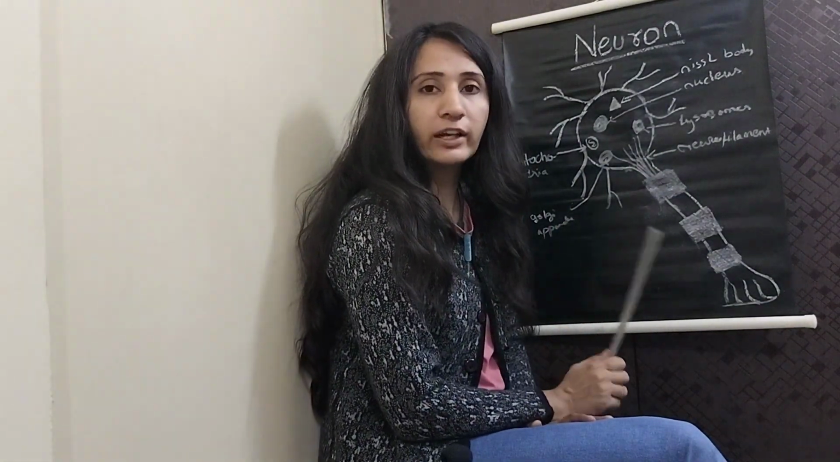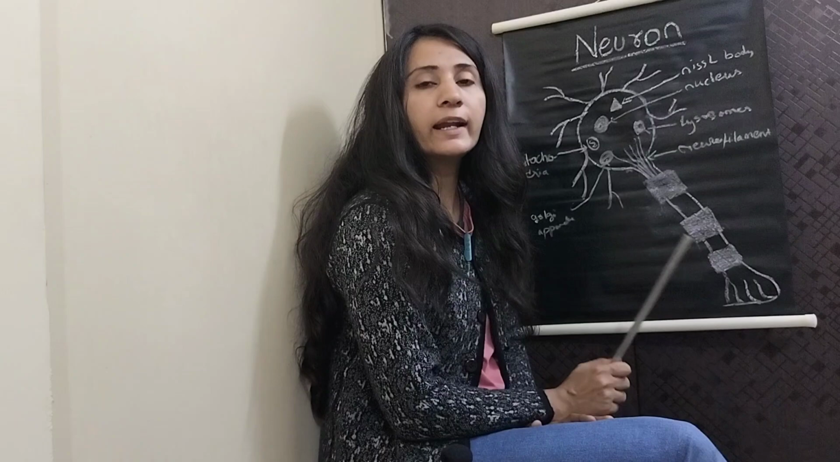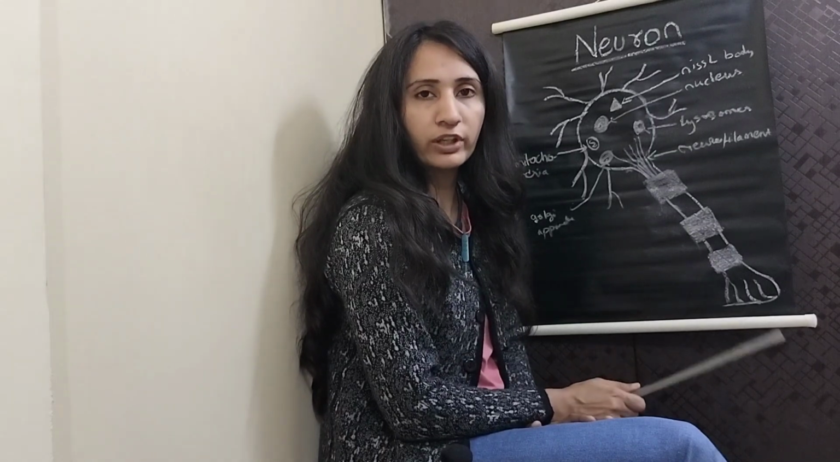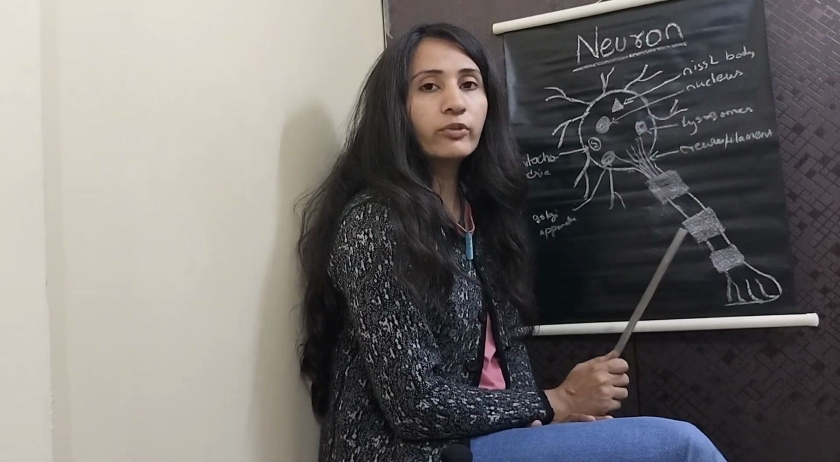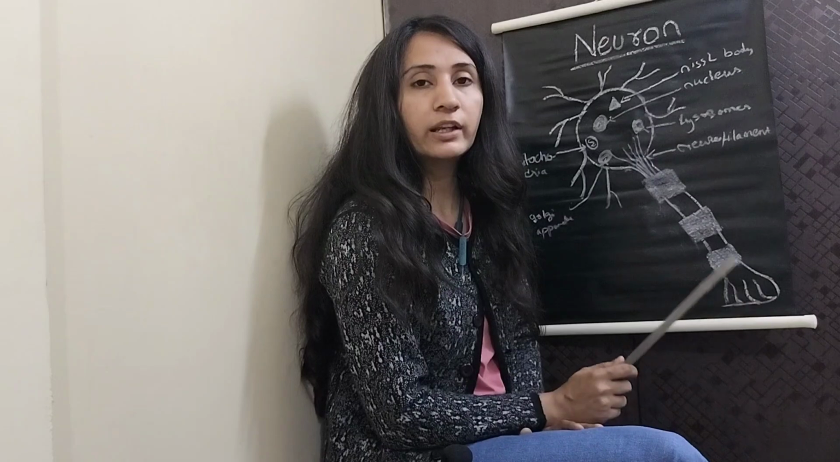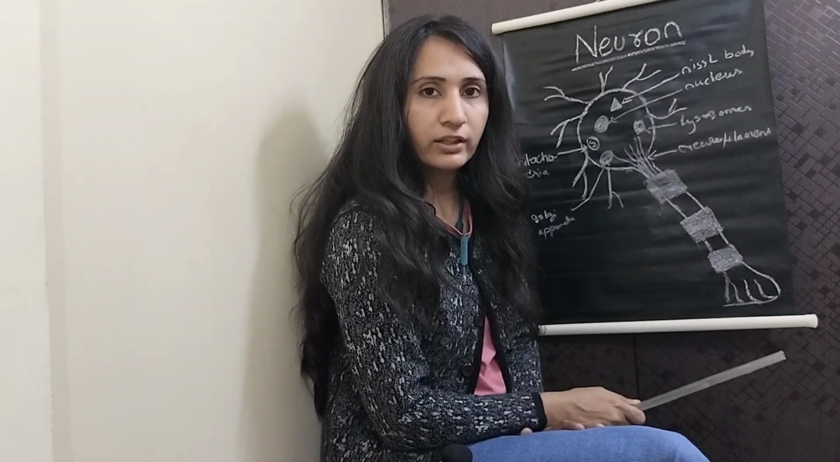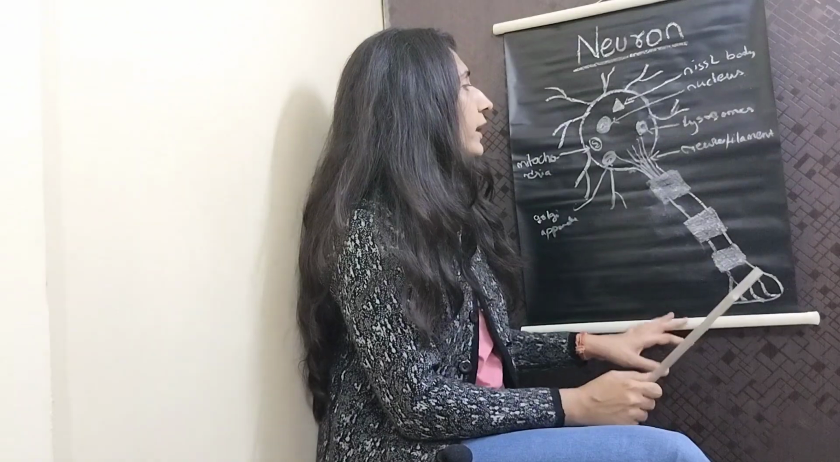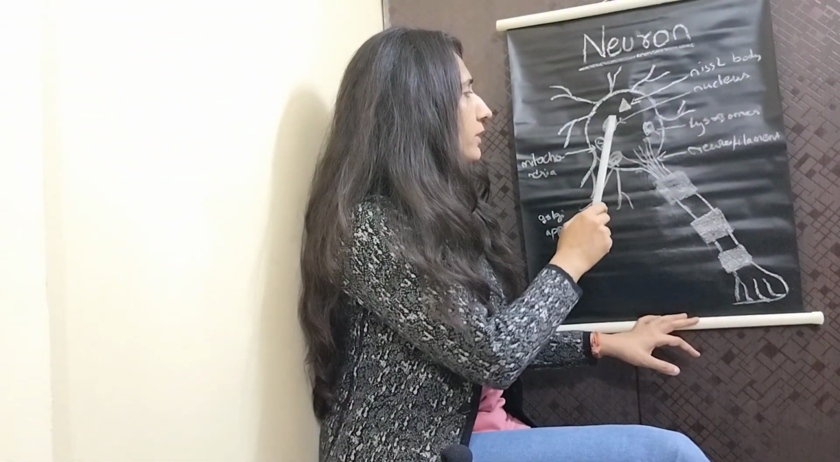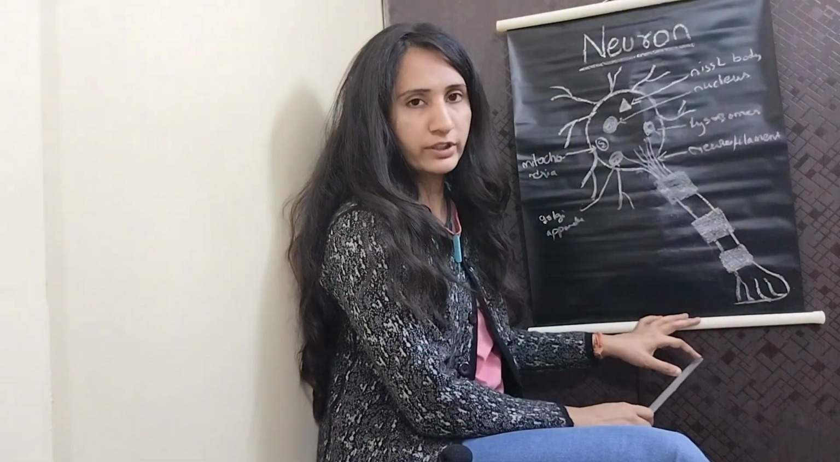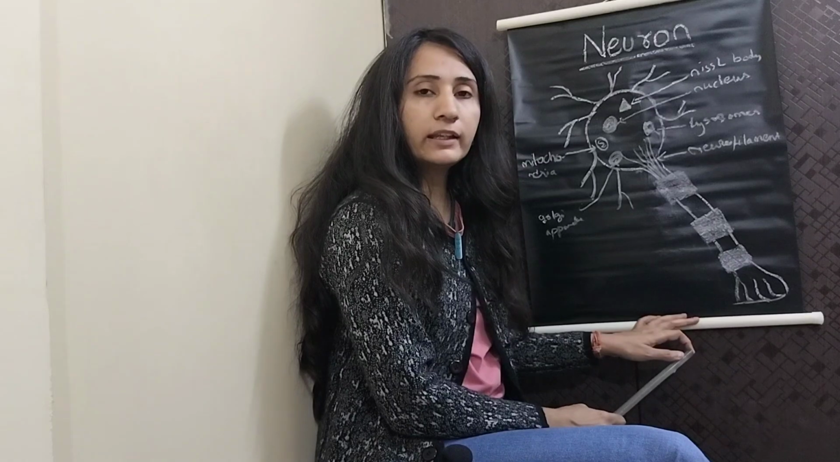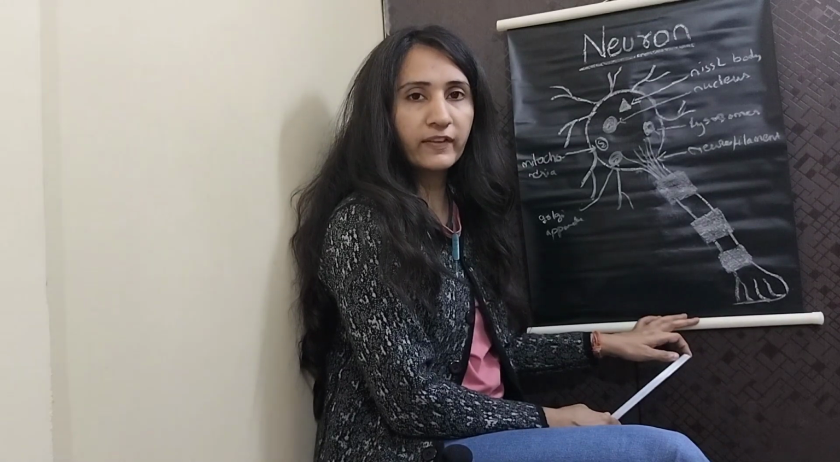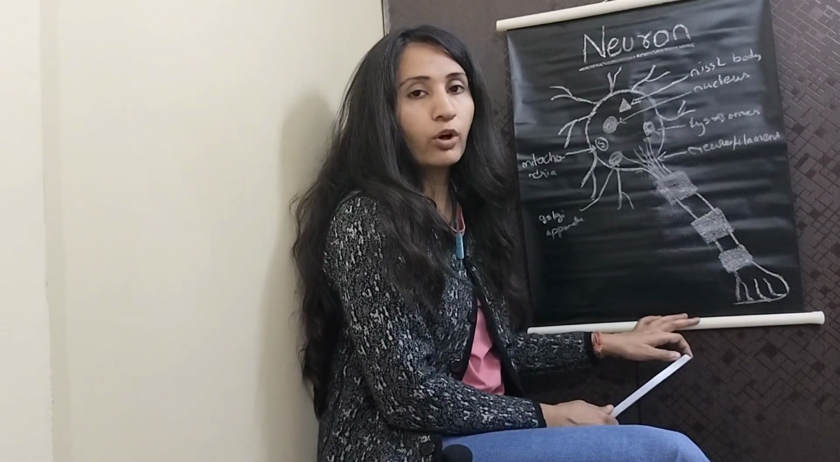The amount of cytoplasm, if I add dendrite and axon together, is more in axon and dendrite than alone in cell body. Inside this cytoplasm, the major structure is nucleus. Like in any other cell, nucleus is present in the center of the cell.